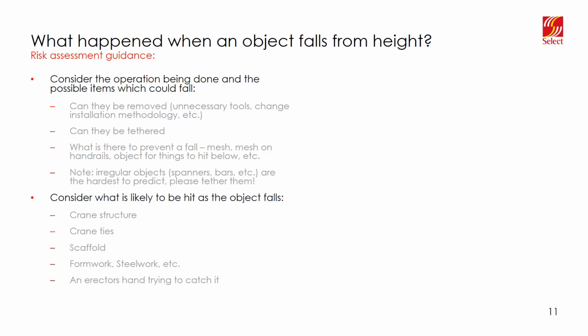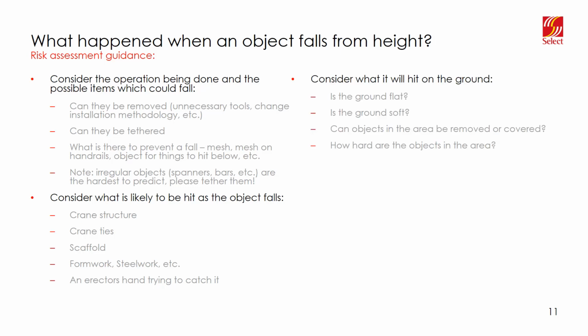Now consider what's likely to be hit as the object falls. Are there parts of the crane structure immediately below where you're working? Are there crane ties? Is there scaffold that protrudes out immediately below where you're working? Or formwork and steelwork? Also be aware that an erector might try and catch something, so that's going to push it out slightly. So try and calculate what those things are and what height they're at, so we can use those in our calculations.